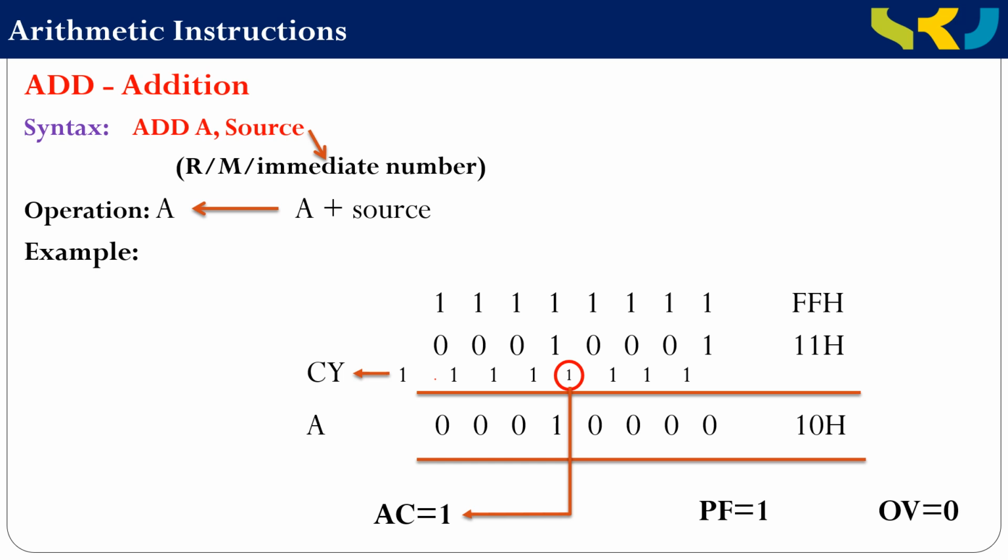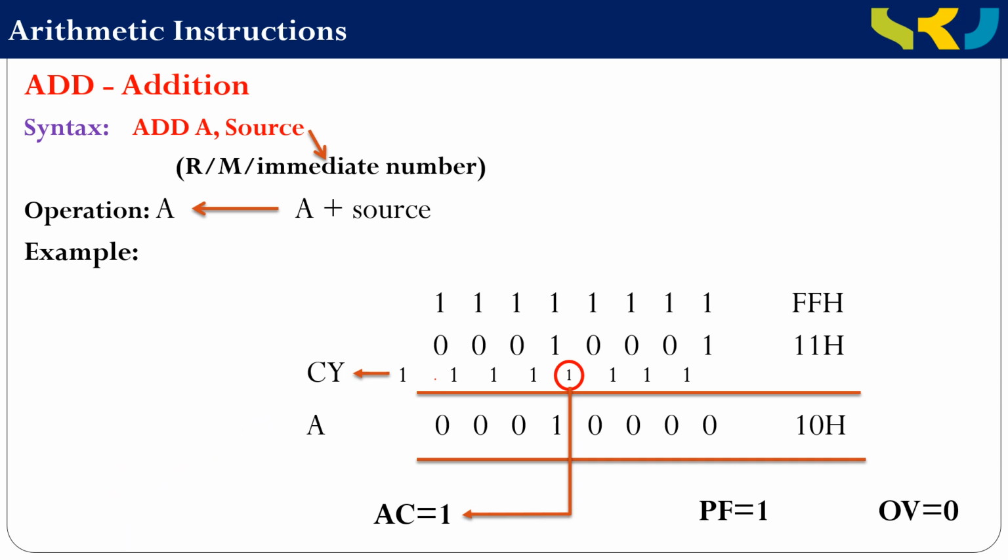But our final result is available as 1 0 in the accumulator, and the 1 is available in the carry flag. The final result we can read is 1 1 0. Here 1 0 is available in the accumulator, and this single bit is available in the carry flag. So our actual 9-bit sum is this one. Okay, so this is the operation of the add instruction.